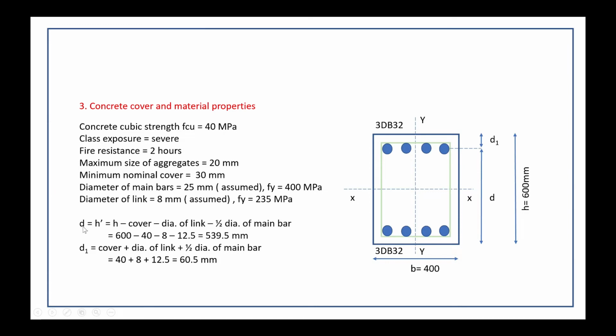And we have to calculate the effective depth d. d is equal to h, the height of the section, minus cover, minus diameter of link, minus 0.5 diameter of main bar, so it is equal to 539.5 millimeter. And this one, the distance from the top fiber to the center of the rebar, is equal to 60.5 millimeter.